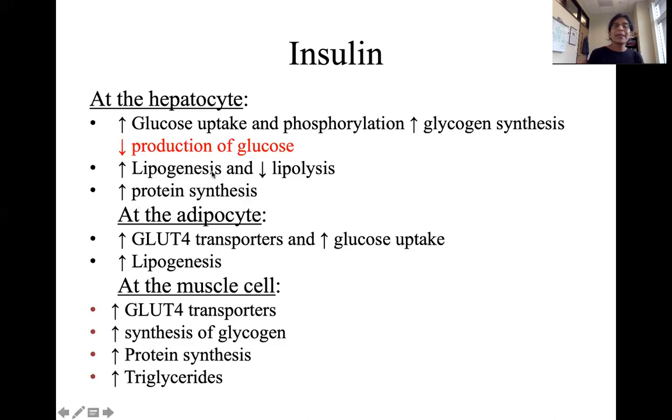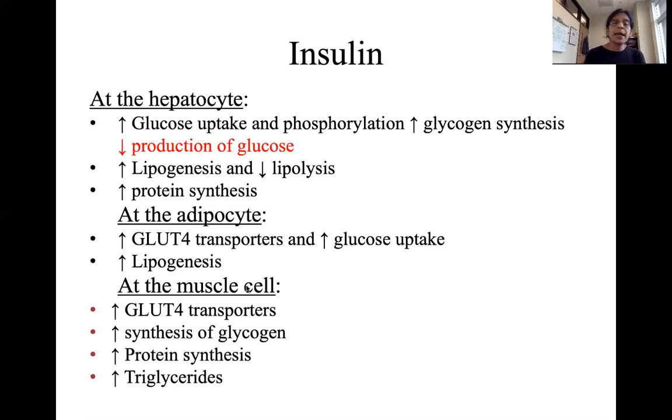Then similarly, increased lipogenesis, meaning production of different types of lipids within the liver, and then again preventing the breakdown of lipids, inhibition of lipolysis, and then increased protein synthesis. Remember, there is amino acid released during digestion and absorption that is used in the production of one or yet another type of protein. So all these are possible in the presence of insulin within the liver.